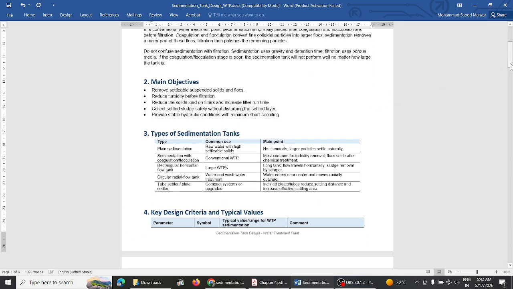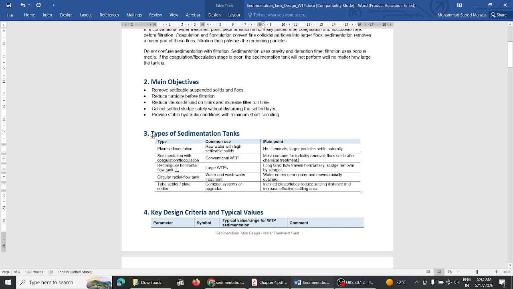Now you can see here the plain sedimentation. We have plain sedimentation, so raw water with high settleable solids, no chemicals, so there will be no coagulation and flocculation unit coupled with that. Now if the sedimentation tank is coupled with coagulation and flocculation, this is the conventional water treatment plant. So most commonly for turbidity removal, flocs settle after chemical treatment. We have very fine solids.